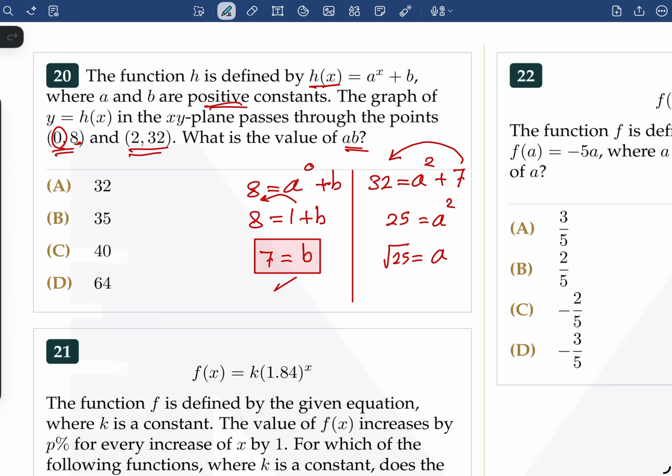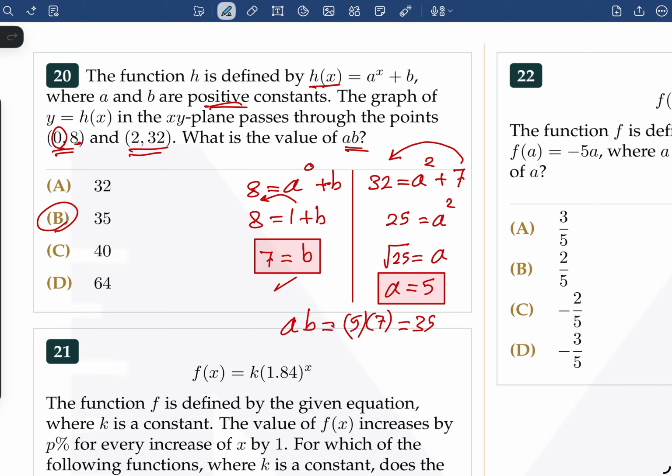We just take the positive number. So a is equal to the positive square root of 25. It's 5. That's the value of a. But the question says find AB. AB means 5 multiplied by 7, which is equal to 35, letter B, and that's our manual solution.